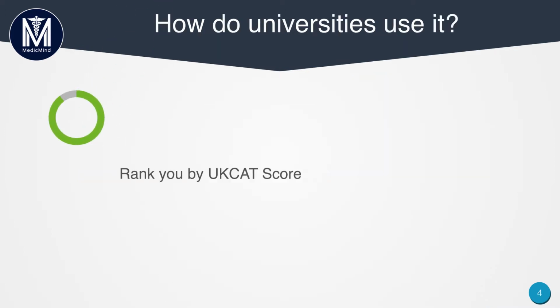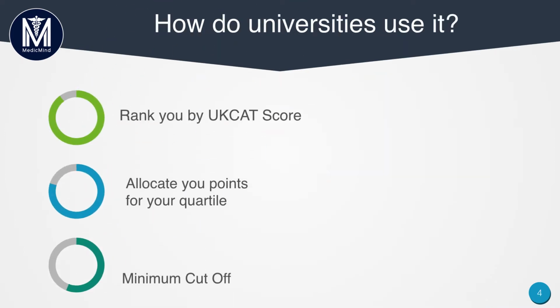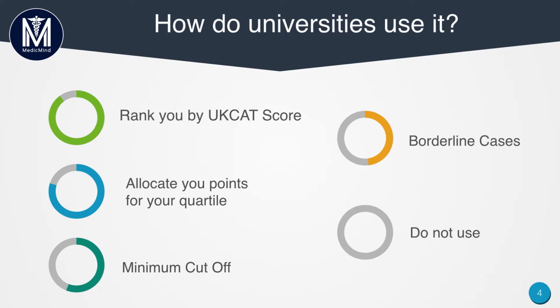So how do universities use the UKCAT? Some of them rank you by UKCAT score and give interviews based on that. Some allocate you points for your quartile. Quartiles refer to the top 25%, the top 50%, and the top 75%. Other universities will have a minimum cutoff, meaning you'll have to get above a certain score. This could be 690, 680, or even 700, depending on how your year does. They could also use it in borderline cases.